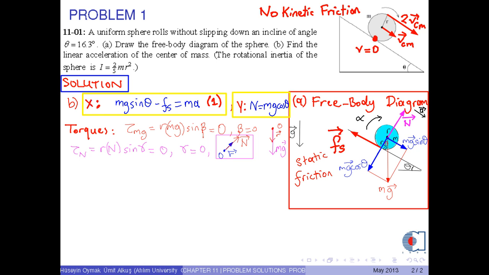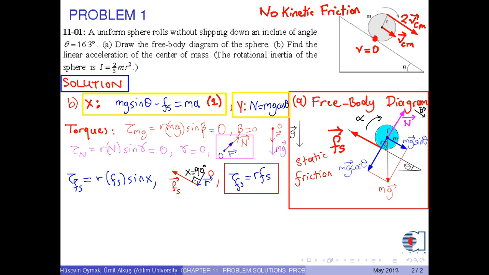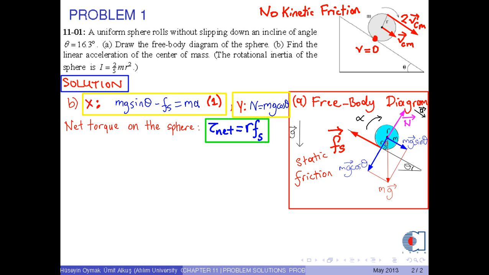And the torque on the object due to the friction is found to be tau Fs equals r times Fs times sine x, where x is the angle between Fs and r, which is 90 degrees. Then we obtain tau Fs equals r times Fs. Finally, the net torque on the object is tau net equals r times Fs. We say that only the static frictional force causes a net torque.